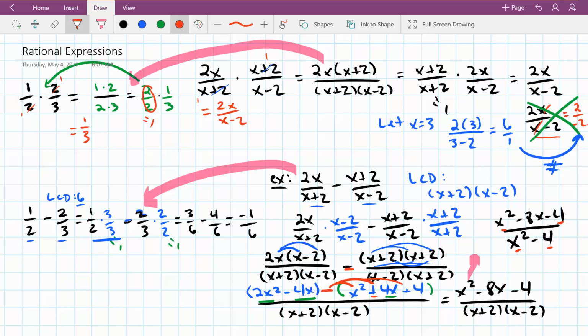We can only start canceling when it's multiplication. Don't get cancel happy. This is the answer, either here with the denominator factored or here. Can't do anything more. Alright, hope that helps.